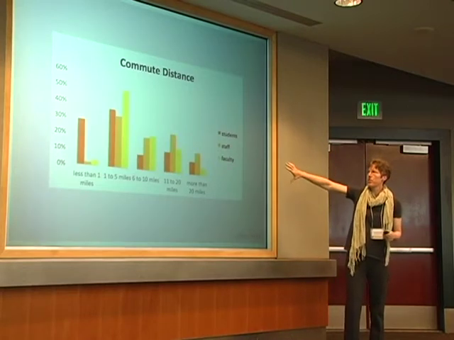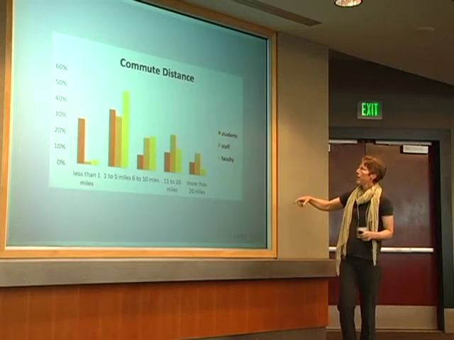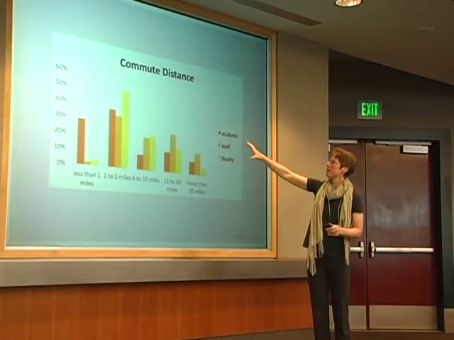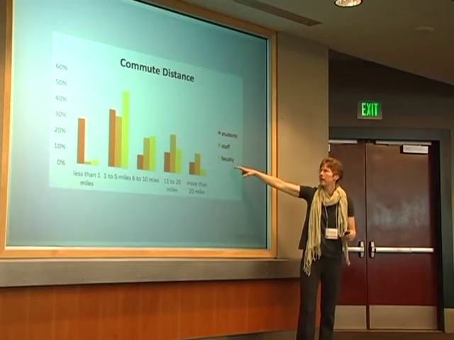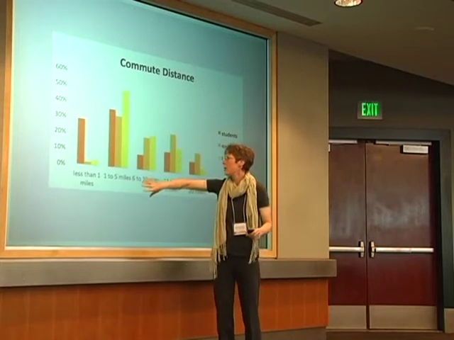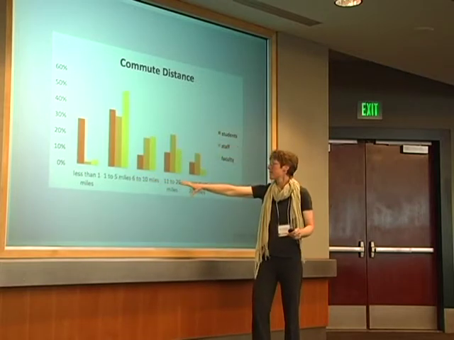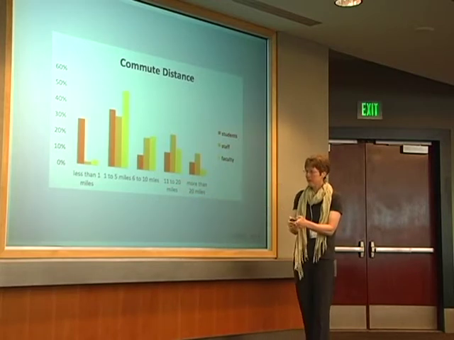This is a simple data visualization that I'm going to use as an example throughout this talk. It's showing commute distances to the University of Washington by these 3 groups: students, staff, and faculty. And then the distances are chunked into less than 1 mile, 1 to 5 miles, 6 to 10 miles, 11 to 20 miles, and more than 20 miles.